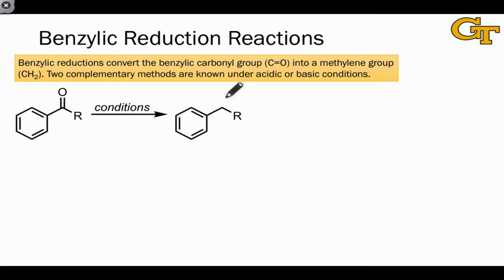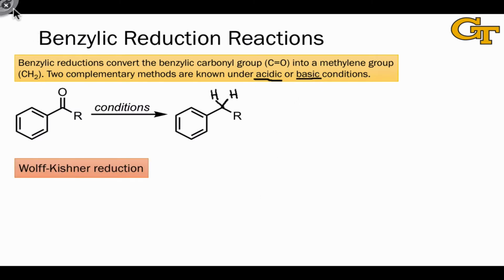Here's a general scheme for the reduction of a benzylic carbonyl group into a methylene group. And don't forget about the implied hydrogens on the benzylic position in the product, as these help us see the bonds made and broken in these reactions. Two complementary methods are used to affect these benzylic reductions, and they involve either acidic or basic conditions. In that sense, they're complementary, as we'll see.